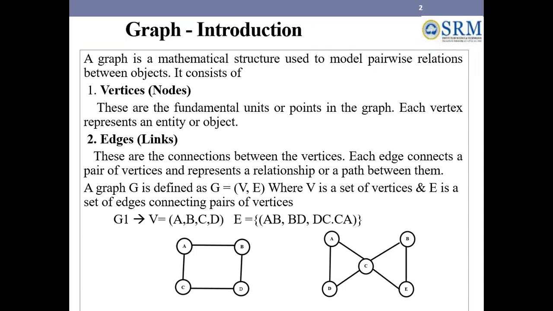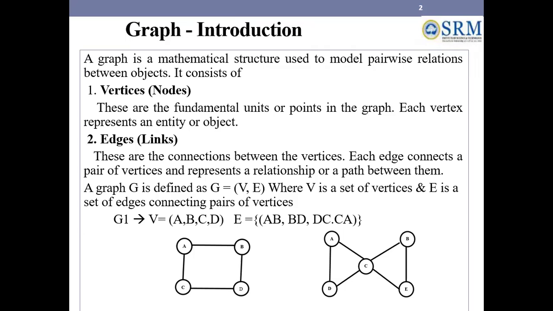And the line, the edge connecting two nodes is called edges. This is a connection between two vertices. Here in this diagram, AB is a edge, BD is a edge, DC is a edge, and AC is a edge. There are four edges and four vertices in the first graph.